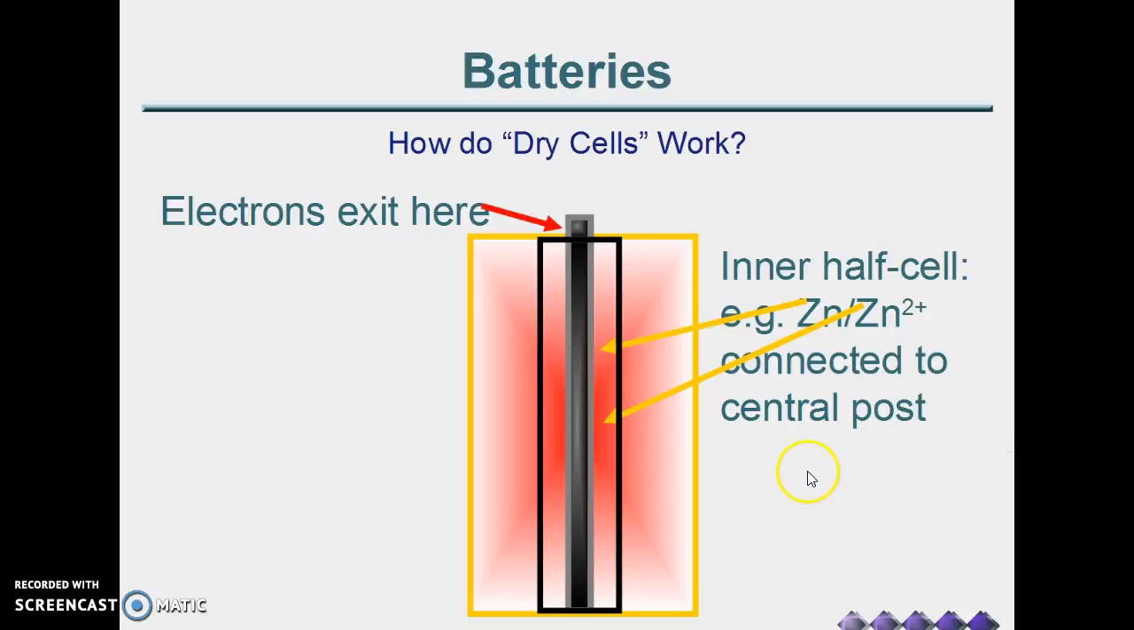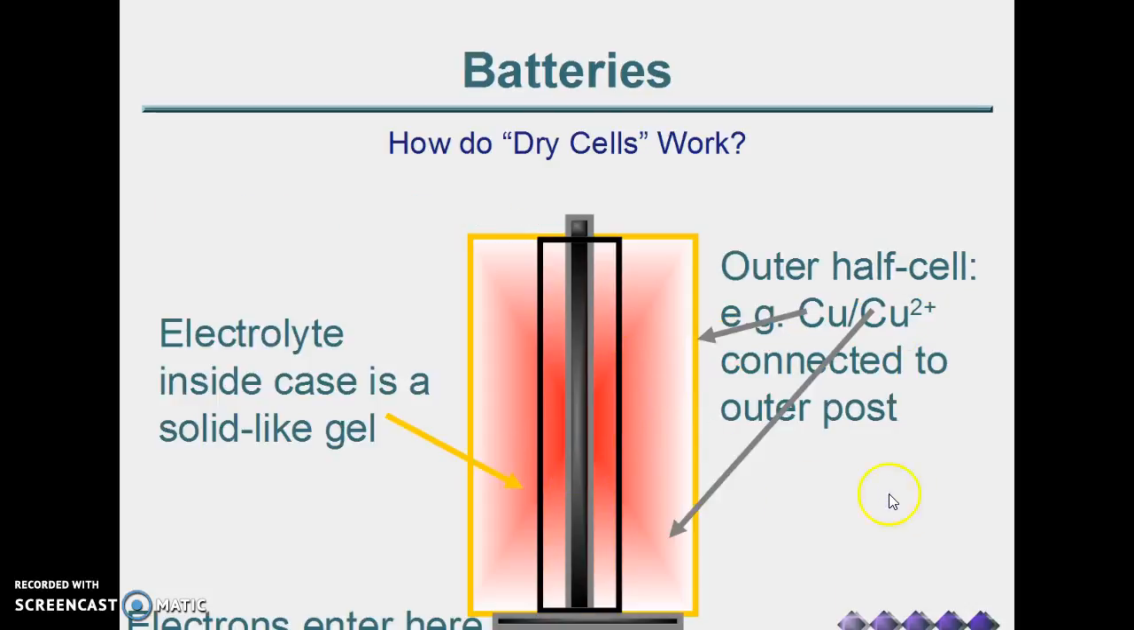Now, how do dry cells work? Well, this is a typical old-fashioned dry cell type battery. The inner half cell, we've got zinc and zinc ions, and they're connected to the central post. The electrolyte inside the case is a gel. It's got ions in it. It's got your migrating ions.